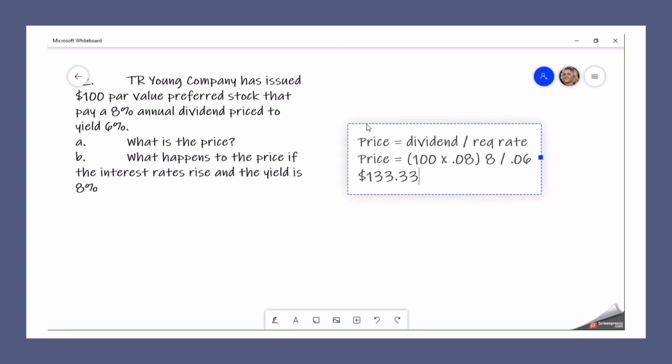So they're selling at over par value because, if you're in a market where all the other preferred stocks are paying 6%, and your preferred stock is paying 8%, people are going to be willing to pay more to get it. So that price would be above the par value.